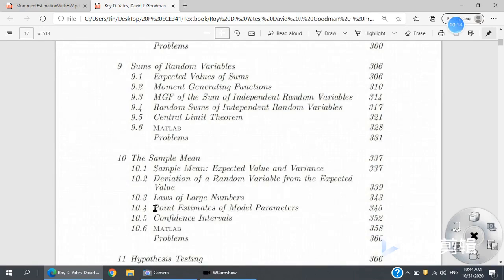Parameter point estimation. Yeah, it's here. Point estimation of model parameter. Okay, this is this part. This is section 10.4. Okay, I put it in my notes.